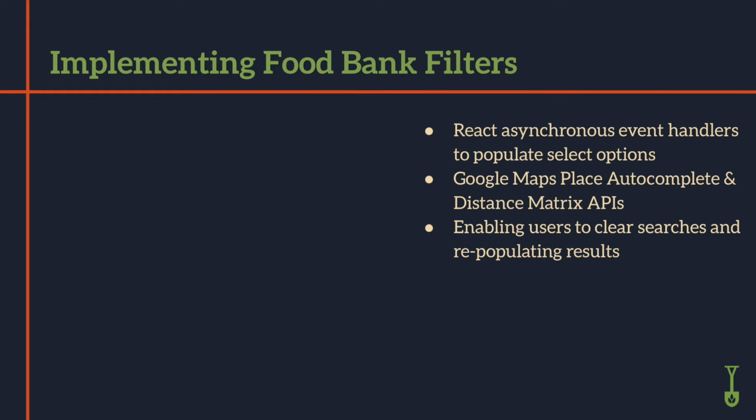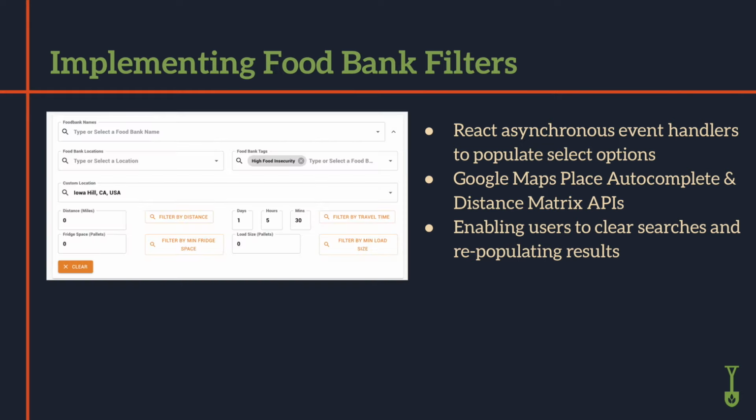Going more specifically into the work that I did this summer, the technical implementation of the food bank filters included using asynchronous event handlers in React to make sure that I populated the different options for the users to select in between their searching. After the user enters a search query or selects one of the menu options, the results that are presented to them need to update, and accordingly, the options to select in the search menus have to update as well.